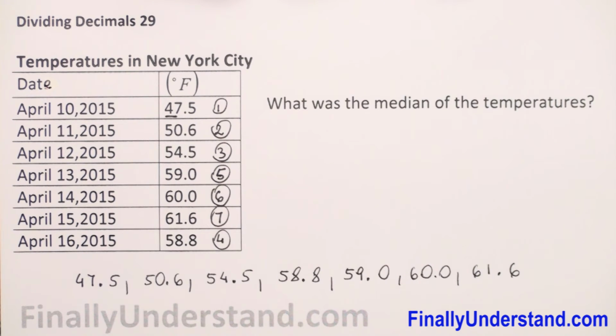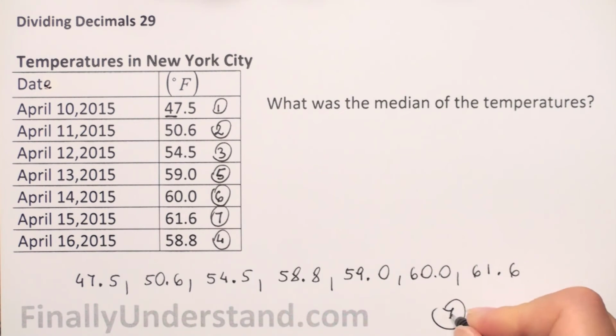So what next? When we list these numbers from the smallest to the largest, next we have to count how many numbers we have in our set. 1, 2, 3, 4, 5, 6, 7. We have 7 numbers. 7 is an odd number. So when we have an odd number of values, the median is the middle number.